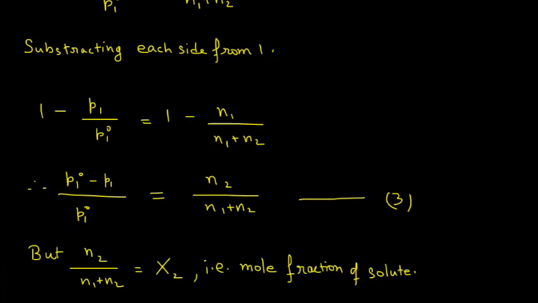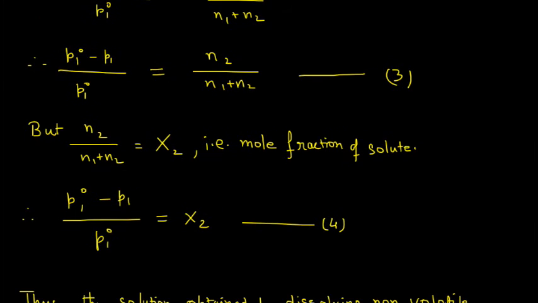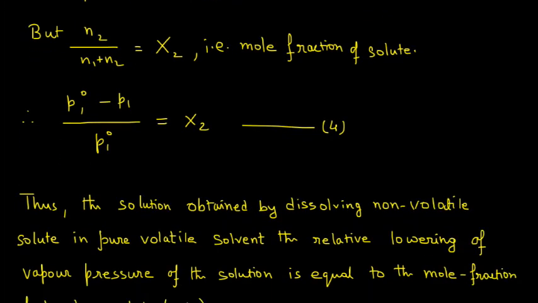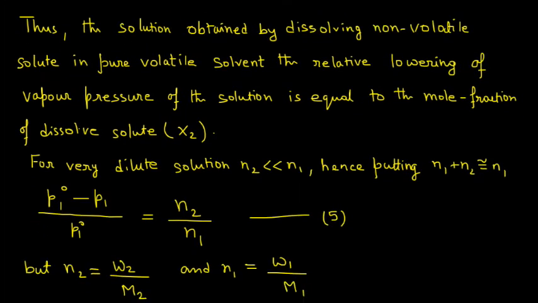But N2 upon N1 plus N2 is equal to X2, that is mole fraction of solute. So we can write P1 naught minus P1 upon P1 naught is equal to X2. Thus, for the solution obtained by dissolving non-volatile solute in pure volatile solvent, the relative lowering of vapor pressure of solution is equal to the mole fraction of dissolved solute.